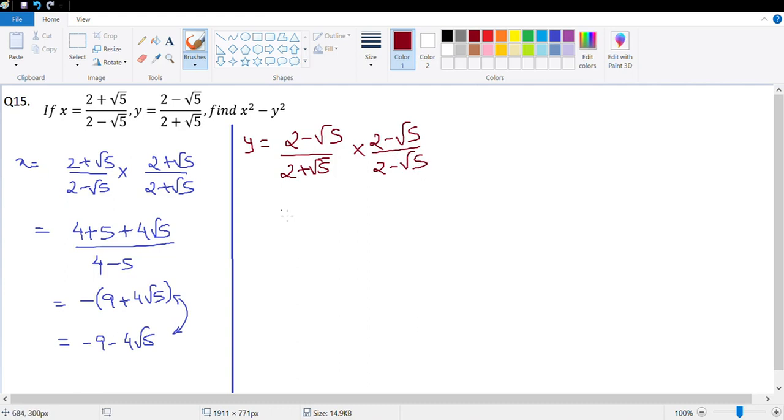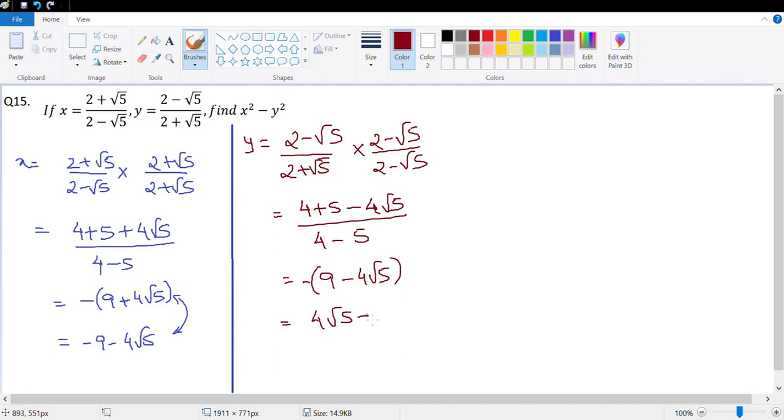The numerator would be x minus y whole square, which means x square plus y square minus 2xy, and the denominator will be x square minus y square. So this is 9 minus 4 root 5 negative. I could write this as 4 root 5 plus 9. Sorry, not plus 9, minus 9. 4 root 5 negative, so it becomes positive, and 9 becomes negative. Whichever way I want, both of these are exactly the same.